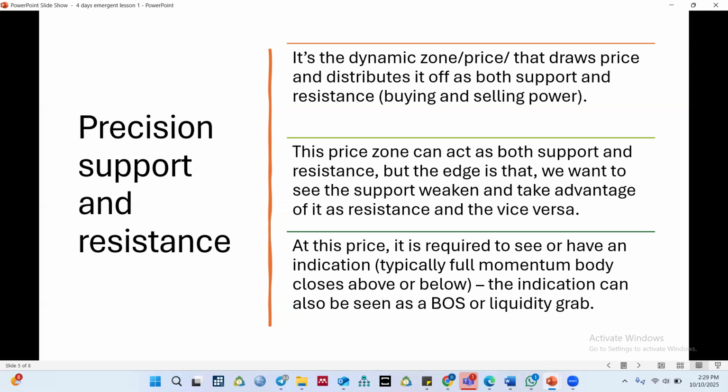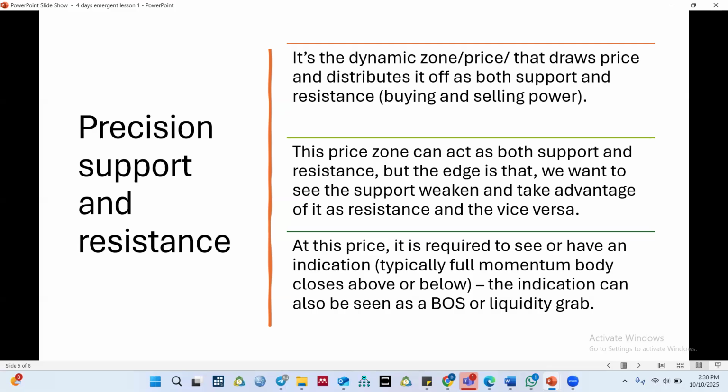At this price, it is required to see or have an indication. This is very, very, very important. An indication is typically a full momentum body closing above or below this price or line. The indication can also be seen as either a BOS, a break of structure, that takes us either below or above that line, or a liquidity grab below or above that line.